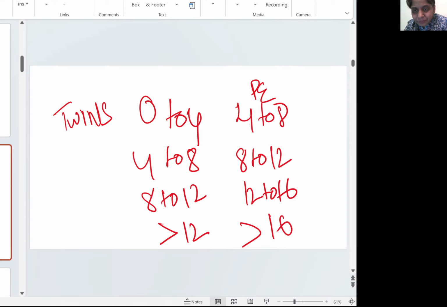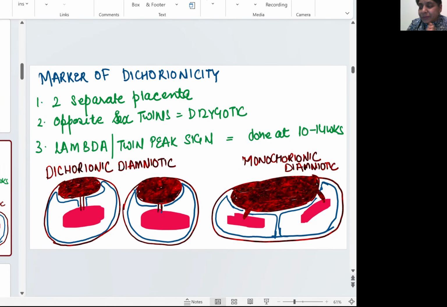Now let us see how we can evaluate dichorionicity. If 2 separate placentas are present, it means it is a dichorionic placenta. If male and female are present, then it means it is a dizygotic twin. Is it clear? Now, what is the ultrasound feature of dichorionicity? What do we see?